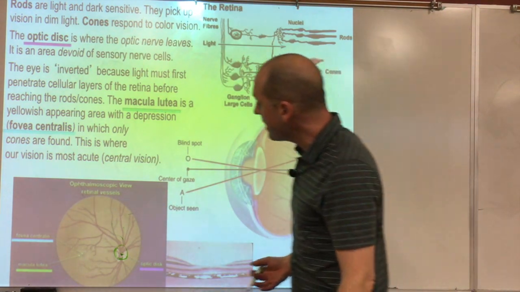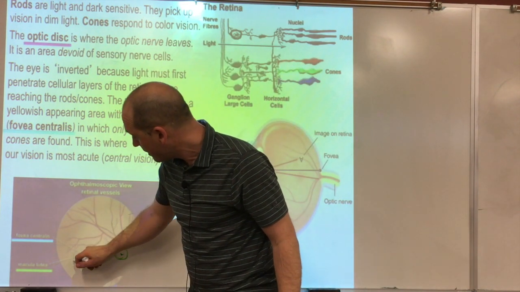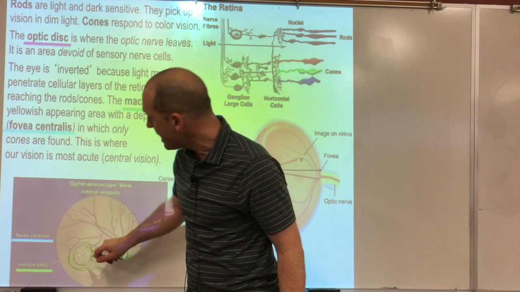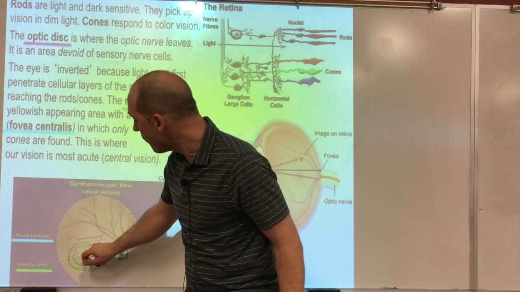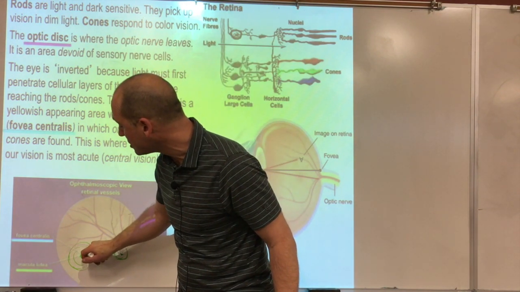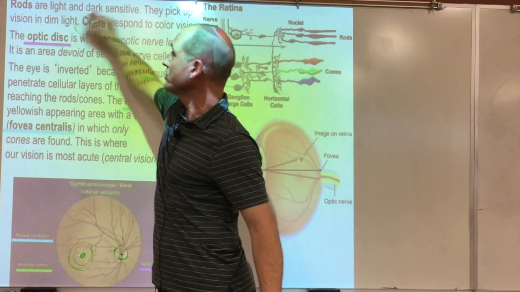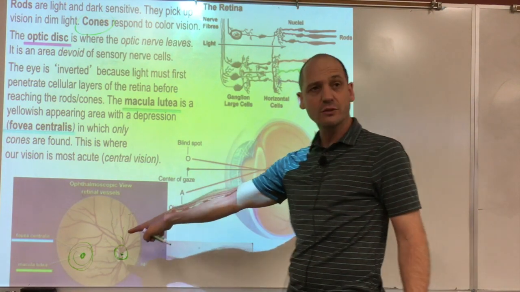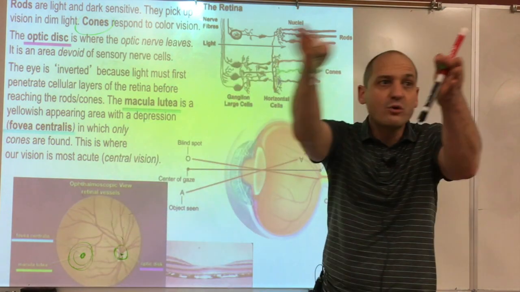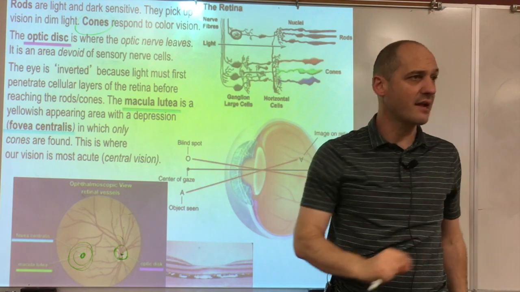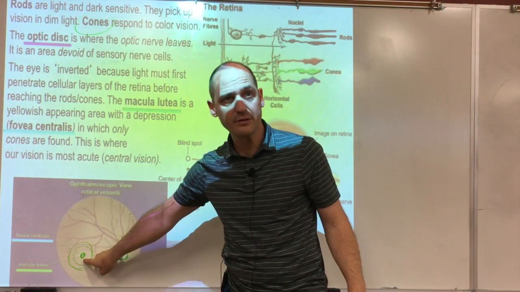What we have though is an area right here that's known as the macula lutea, and it has a little fovea centralis, they call it, a little center in it, and that's an area where we pretty much only have cones. That's the center of the vision. So if we focus on something in the center of the vision, that's what we see the best right there. And that light goes right in there.